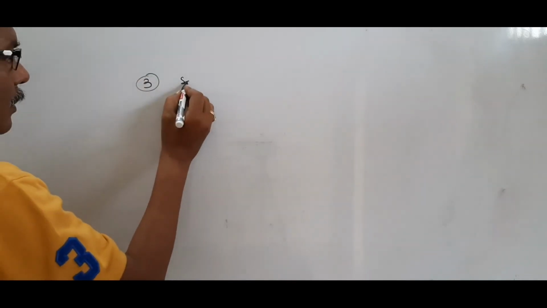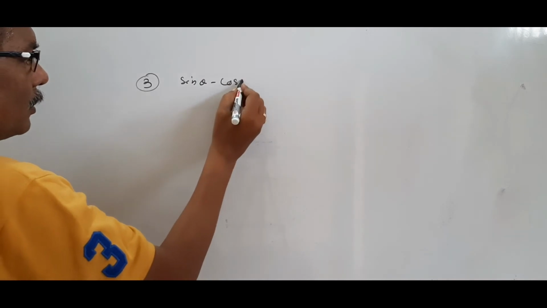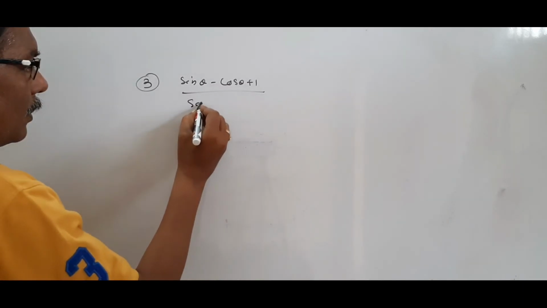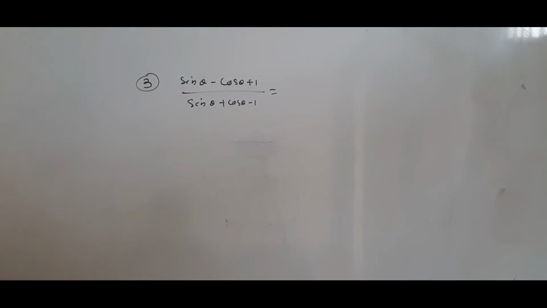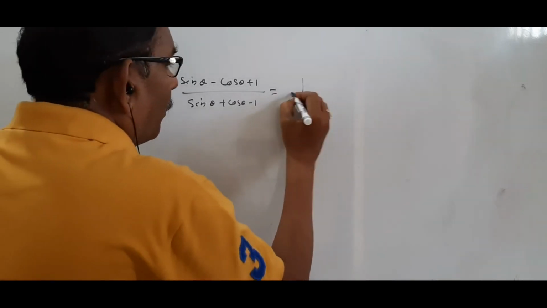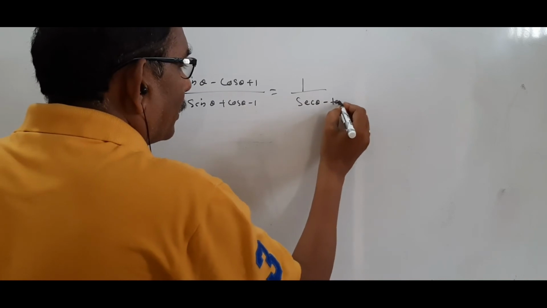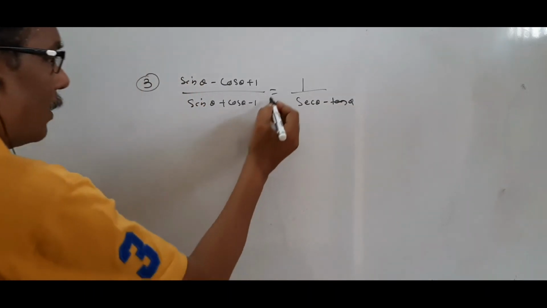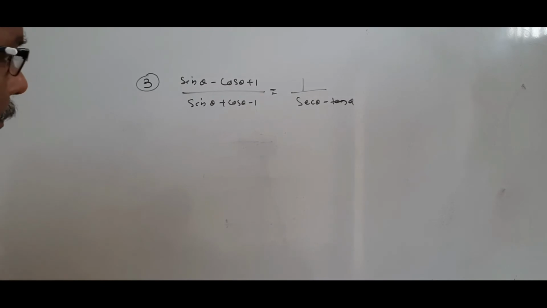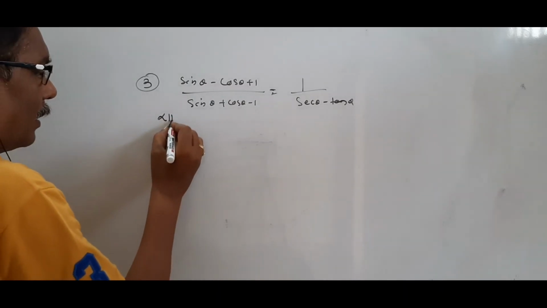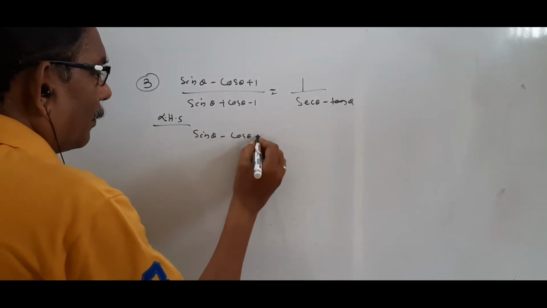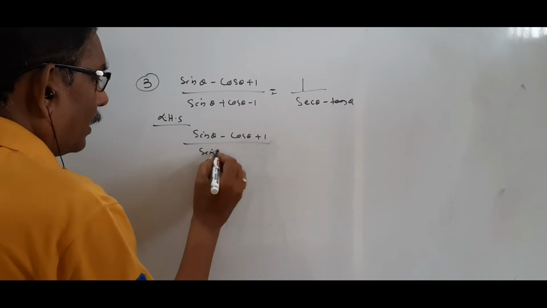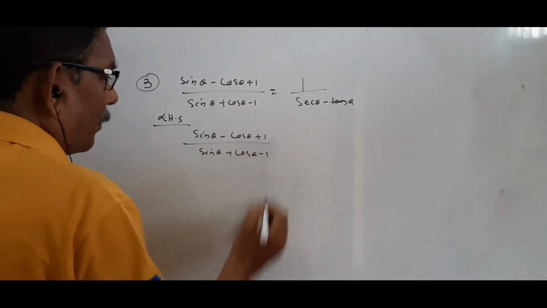Question number 3. Sin theta minus cos theta plus 1 over sin theta plus cos theta minus 1 is equal to 1 by sec theta minus tan theta. It is one of the important problems. Again we take the LHS side: sin theta minus cos theta plus 1 over sin theta plus cos theta minus 1.